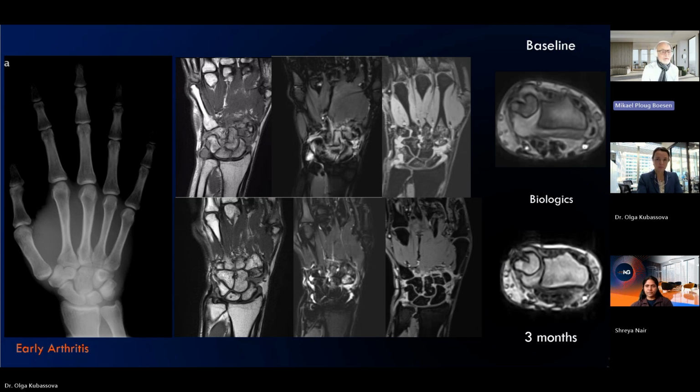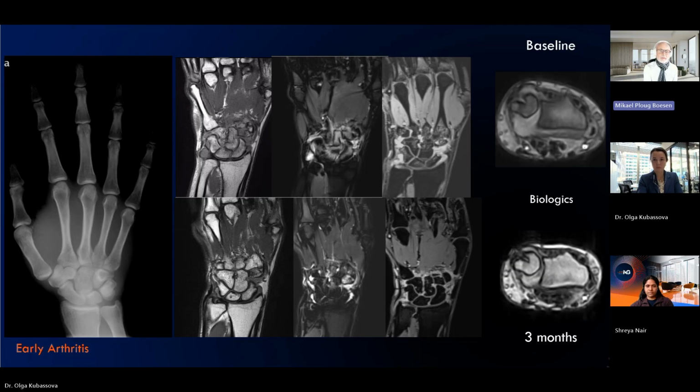In the lower row, that is 3 months after beginning of a biologic, and here you have an imaging response. So the bones in the wrist on the T1 to the left have become brighter, meaning that the edema has gone. And you can see it's the same on the STIR in the middle. So many of the bones have now become dark. There are still some small islands and a few bones that still have activity. So you have not completely regressed the inflammation.